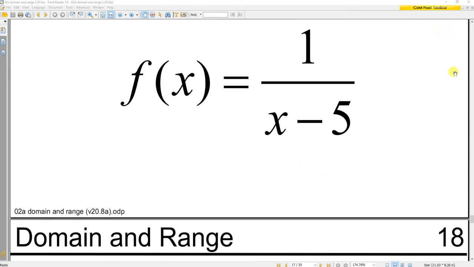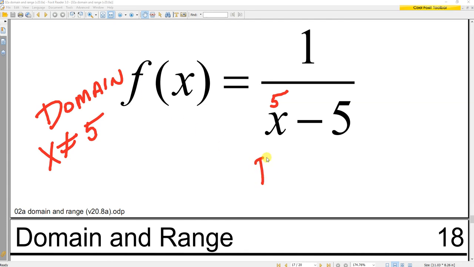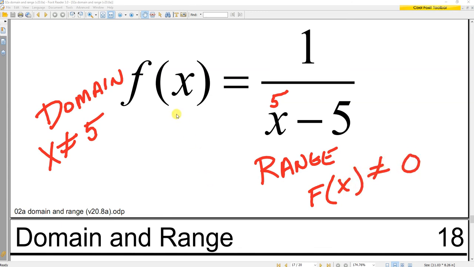Ooh, okay, let's try to break it. Ready? I'm going to break it really fast. This cannot be a 0. If I put a 5 right here, what happens? 5 minus 5 is 0. It broke. So x cannot equal 5 because it breaks it. That's my domain. My range: there's no way to get a 0 out of this. I can't turn the denominator into 0, which means there's no way to turn f of x into a 0.